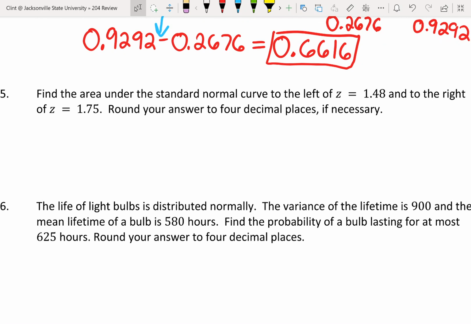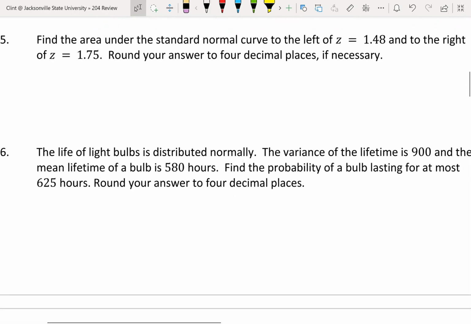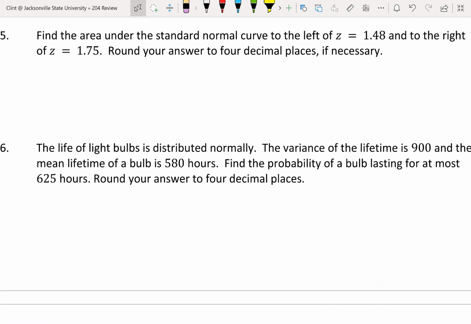is find the area under the standard normal curve to the left of 1.48 and to the right of 1.75. So really we just have two areas we're finding, and then we're going to add our answers together because we want the total. Okay. So for the first one, I'm going to look up 1.48, right, area to the left, you just look it up. If we do that, I get 0.9306.